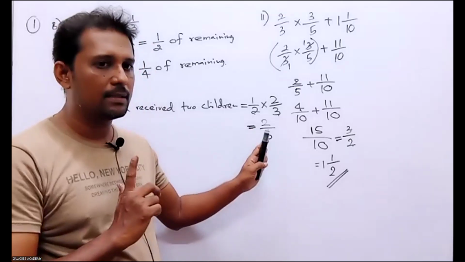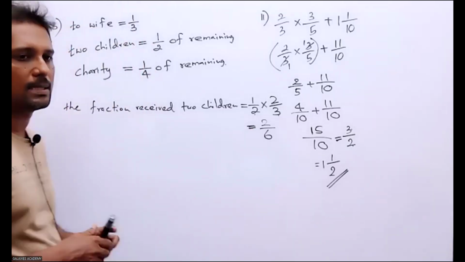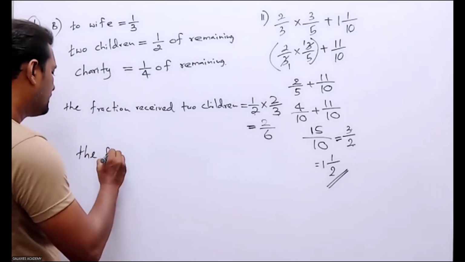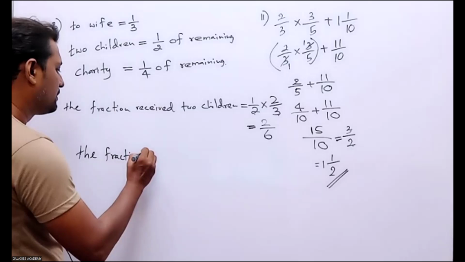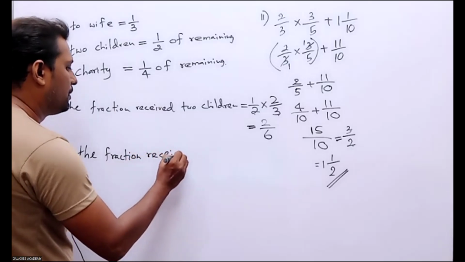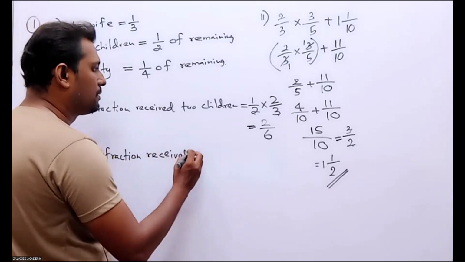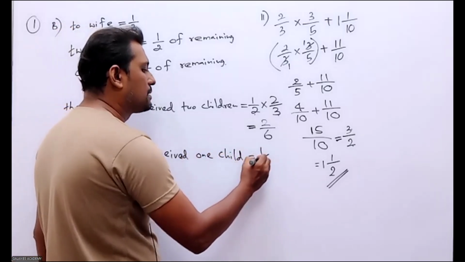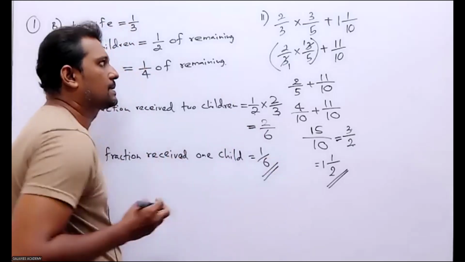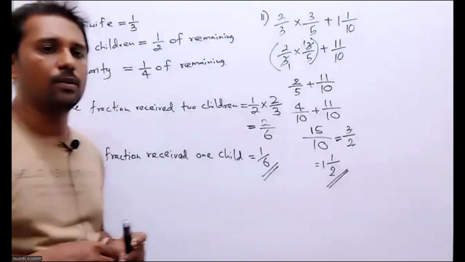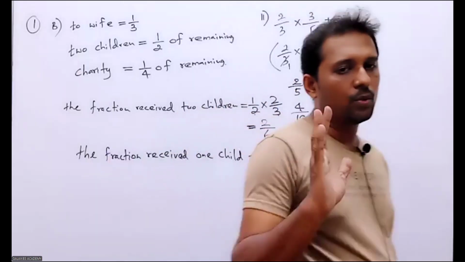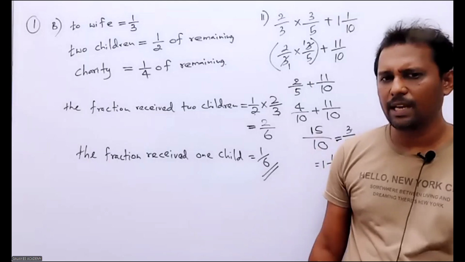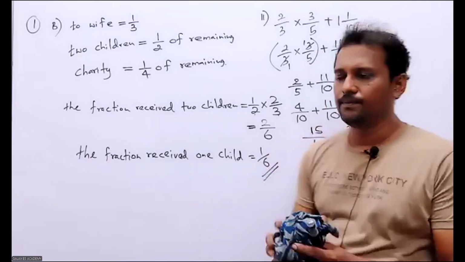Half of this was divided equally. 1 over 6. So you can write the fraction received by one child. The answer is 1 over 6. Right? 1 over 6. Both children 2 over 6. Okay. Are you clear? Can you understand? Okay.